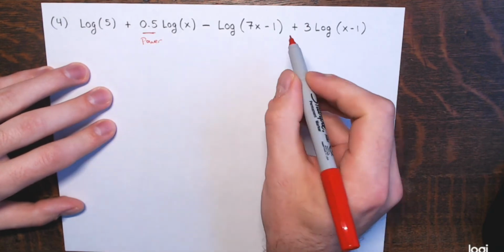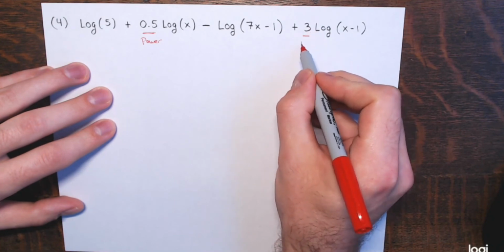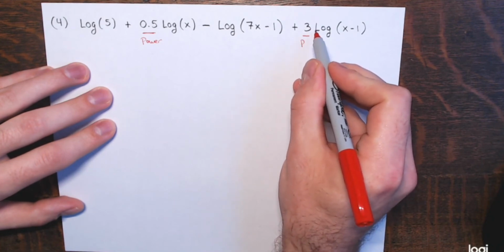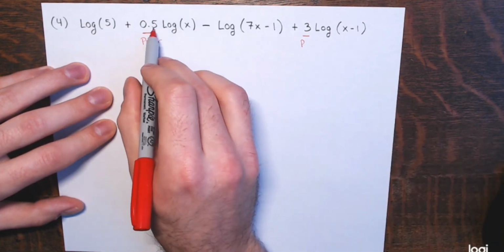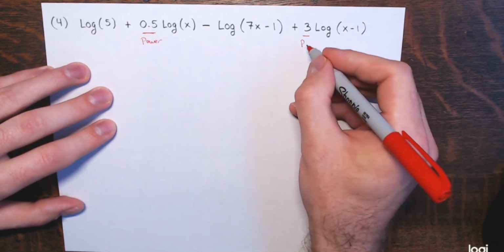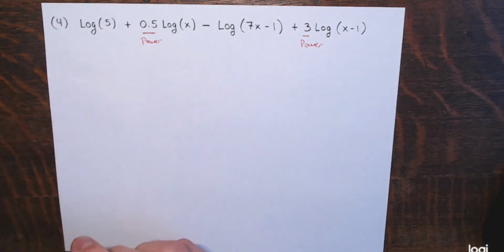And then I'm seeing this 3 in front of this log times this log. And it's only times, right? If it was 3 plus, you're not doing it. It's only when you have a coefficient, a number times a log, that you can apply that power rule. And those are the only ones that I can apply the power rule to.